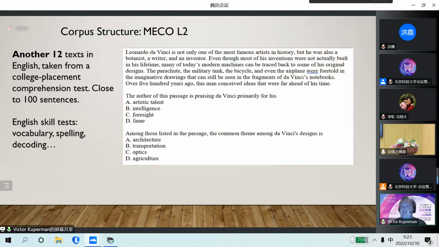MECO L2, this is where every participant would read text in English as well. And this is a within-participant study. So same people read L1 and English texts. So here's one example of an English text with the questions following. We also conducted some skill tests of English, looking at vocabulary, spelling, decoding, and so on.